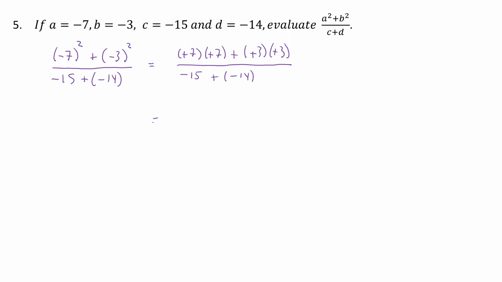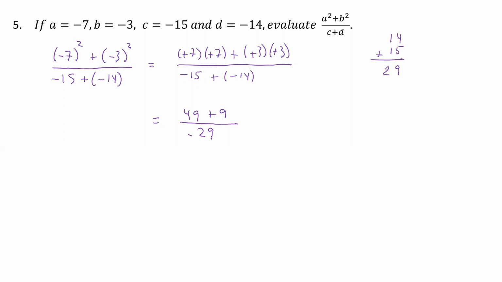All right, so now let's go down. 7 times 7, well, that should be 49. 3 times 3, well, that's 9, so we plus 9. All over, well, now we have same signs, negative 15, negative 14, we're adding them together, so we can take 14 plus 15, that's a 9, that's a 2, and our sign is going to be the sign of the 2, which is negative, so that's a negative 29.